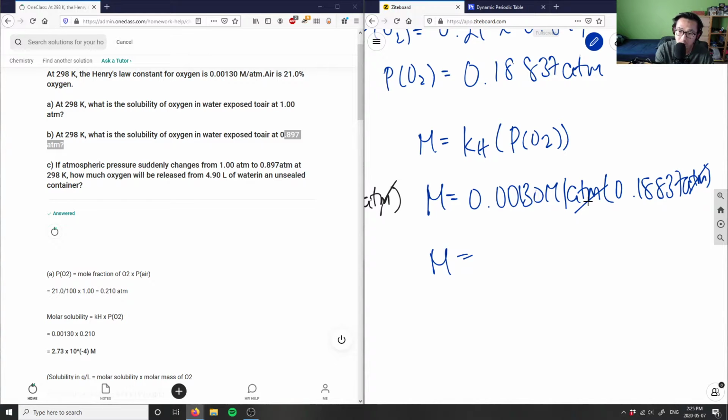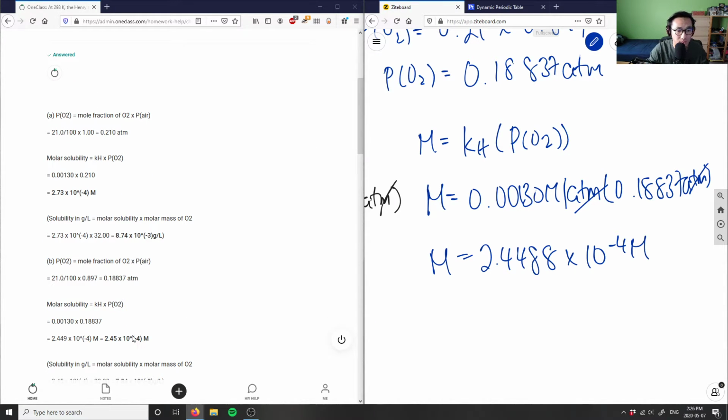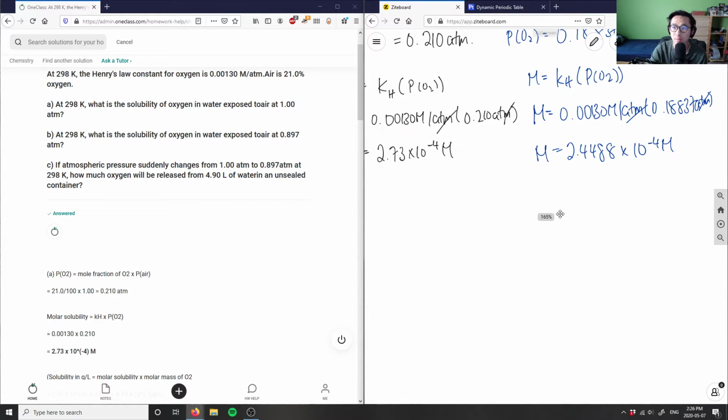So 0.00130 times 0.18837 will give us a value of 2.44448 times 10 to the negative 4 molarity. And as you can see, this solution is also correct, right? They gave 2.45. They rounded it to 2 decimal places. That's totally fine. And then finally for C, let me zoom out here.